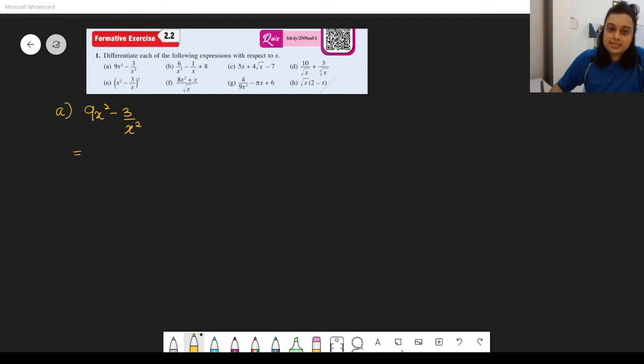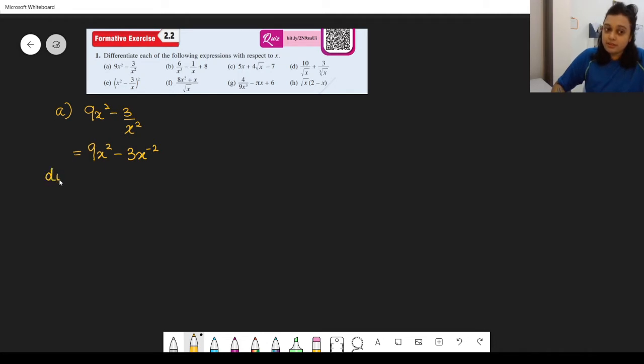bring it up together, not as a straight line. So we're going to bring the x squared up to the numerator place, and it will become x to the power of negative 2, because it's going up. Once it goes up like that, now you can differentiate.